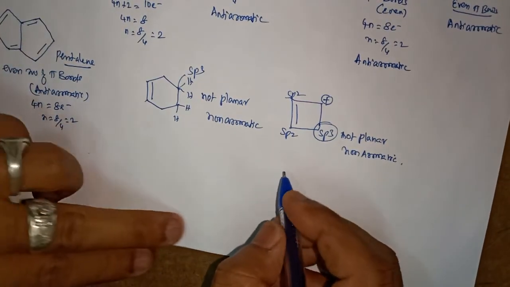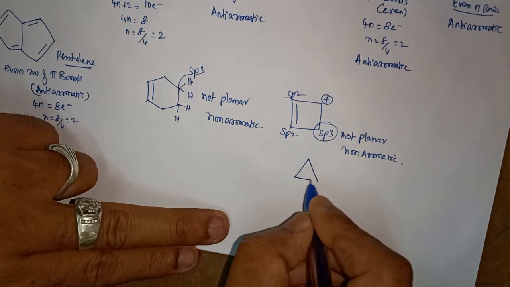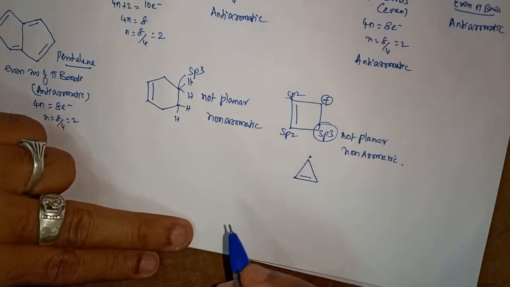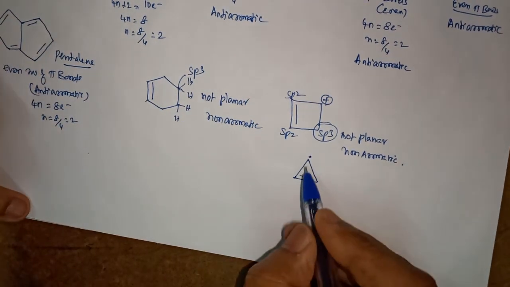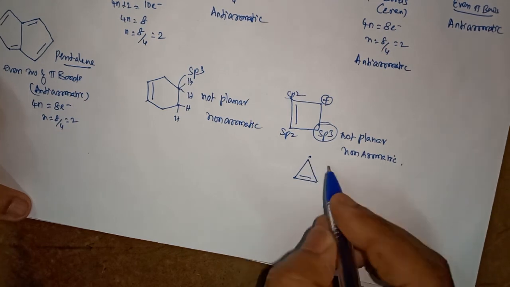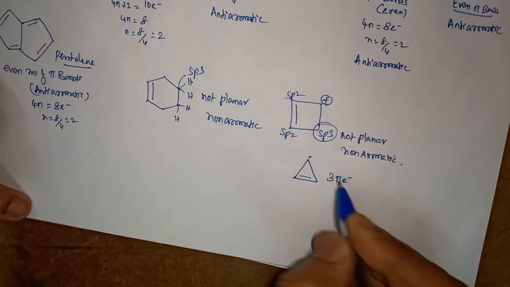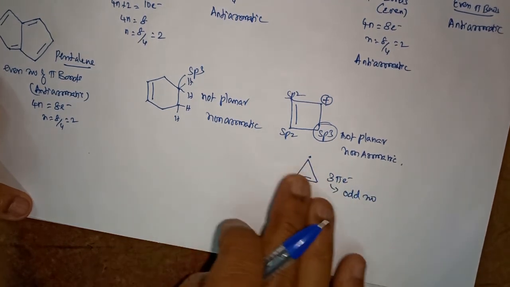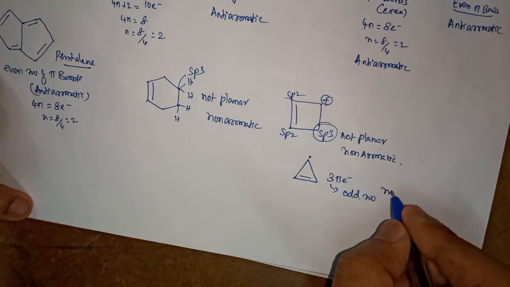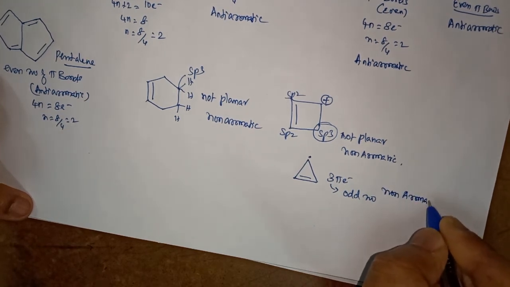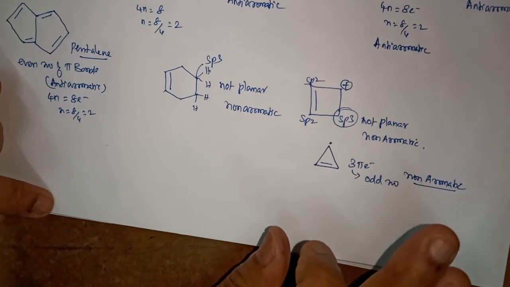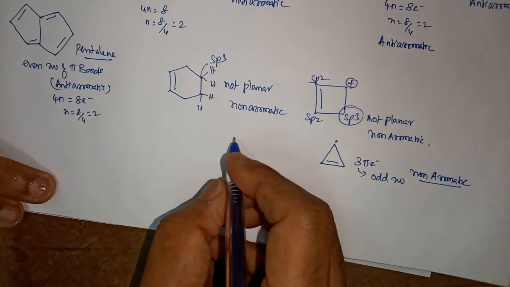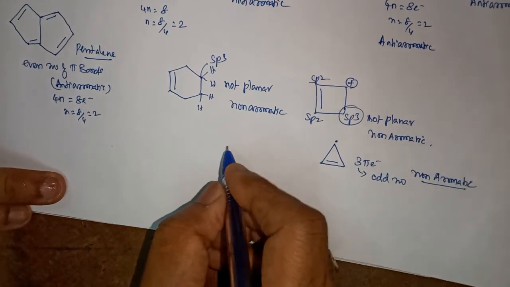Now I take one more compound. Suppose I take this compound. This is now a free radical. How many pi electrons are there? You include this as a pi bond electron. Here 2, here 1, 3 pi electrons. If the pi electron number is odd, it is non-aromatic. Now I take this compound. One more compound I take. This one.